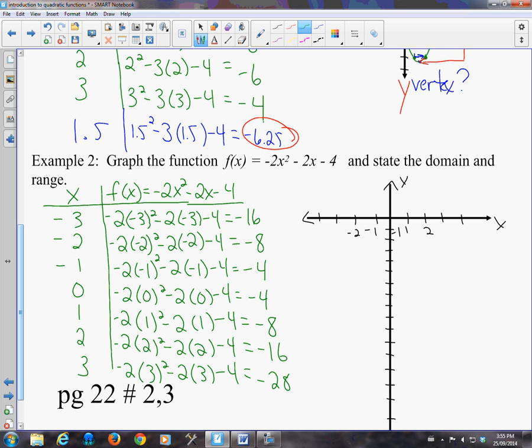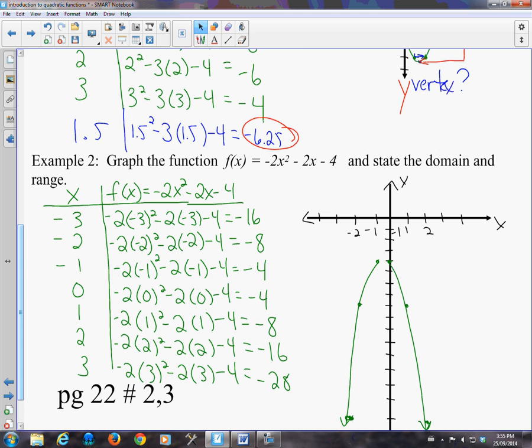So negative 3 and negative 16, negative 2 and negative 8, negative 1 and negative 4, 0 and negative 4, 1 and negative 8, and 2 and negative 16. So, like the last time, we can see our parabola shape.